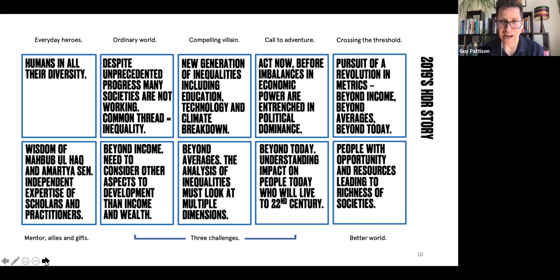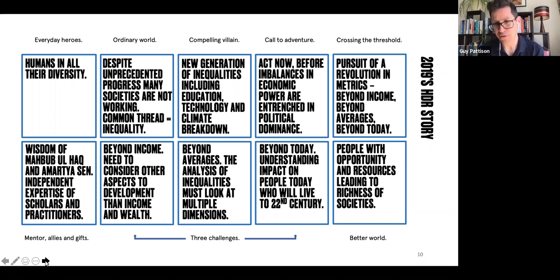We need to act now. That's clear, before power becomes entrenched in political dominance. And the threshold moment, the way that people can get involved, is pursuing a revolution in metrics. The mentors, the founder and founders of the indices, and the beyond income, beyond averages and beyond today have been a very powerful series of escalating challenges that have given the story momentum.